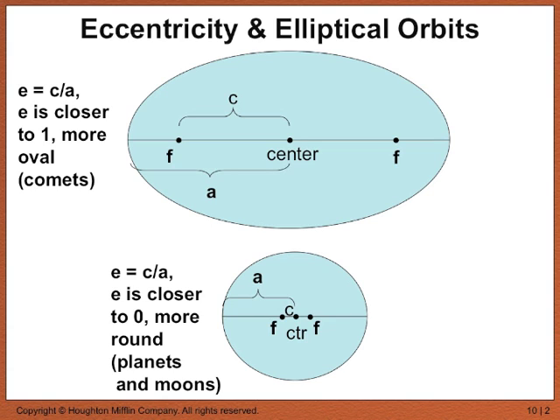As I said before, this is how comets orbit about a star. And if you look down at this less oval ellipse, you can see that the foci are quite close to the center. And so E equals C over A is going to be closer to 0, because you have a small numerator and a fairly big denominator. That makes a small number. And the low eccentricity orbits are proper to planets and moons.